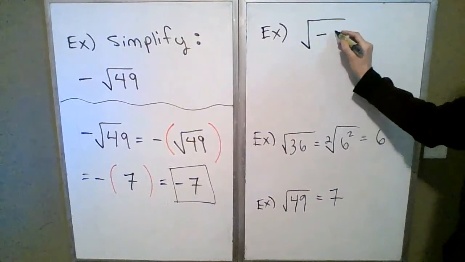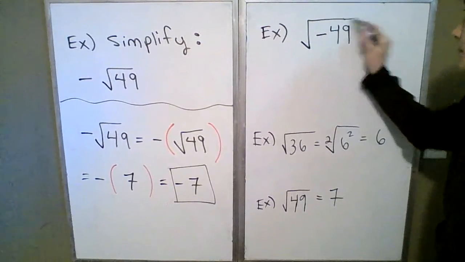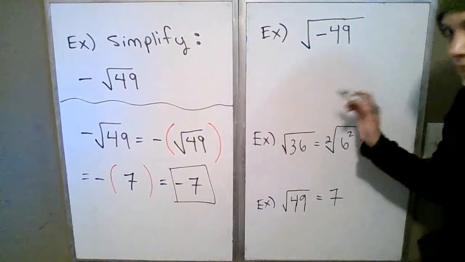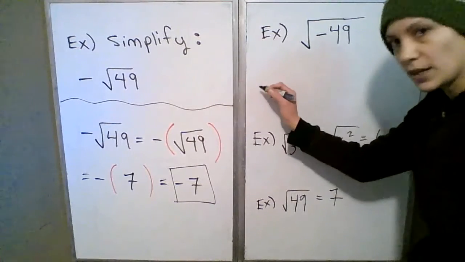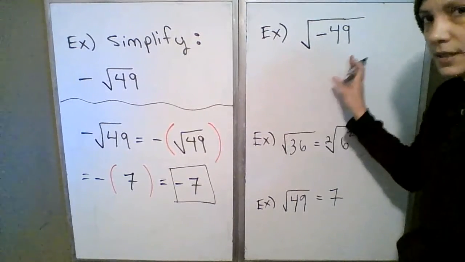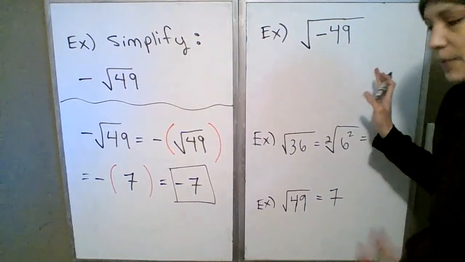The square root of negative 49 is not a real number. It is a complex number, but we're not using those numbers this semester. So we're not going to have an answer for this in our class. But it does have a value, an imaginary value.